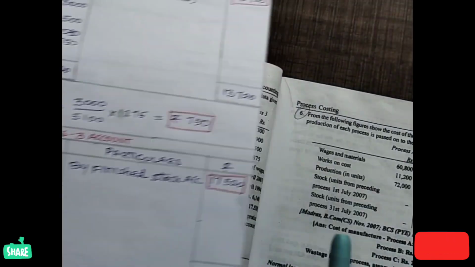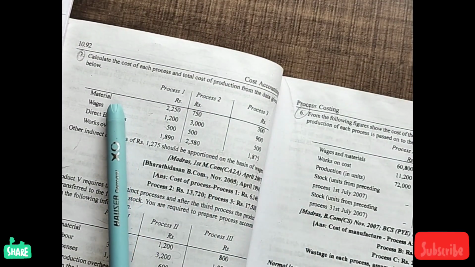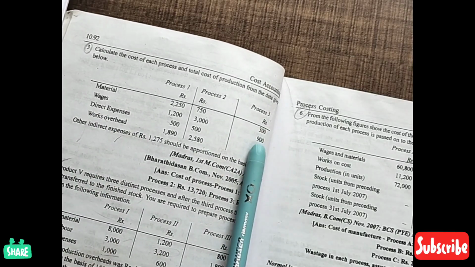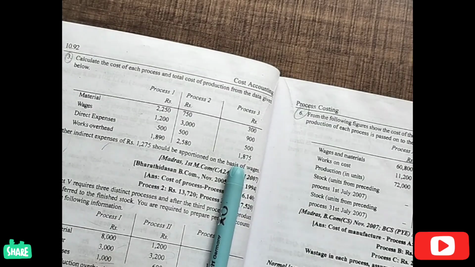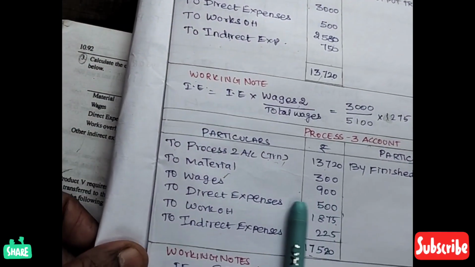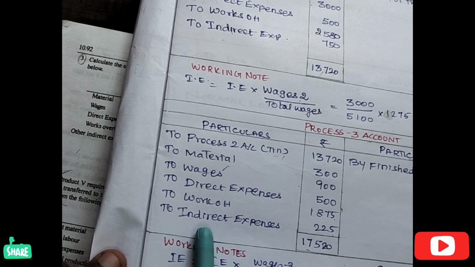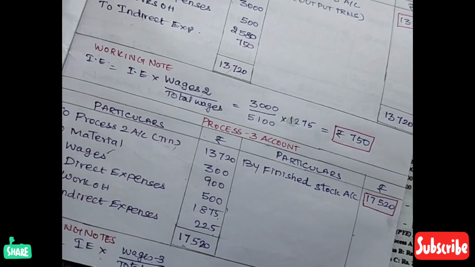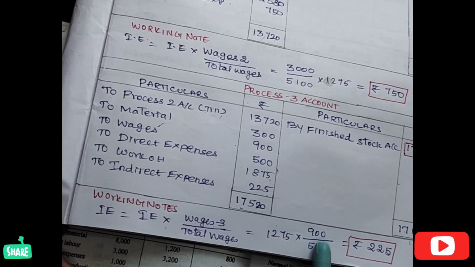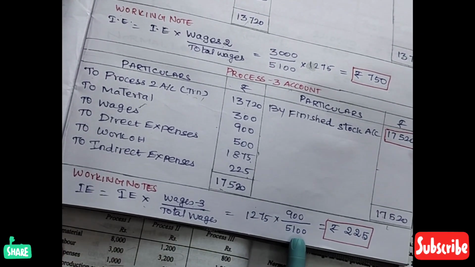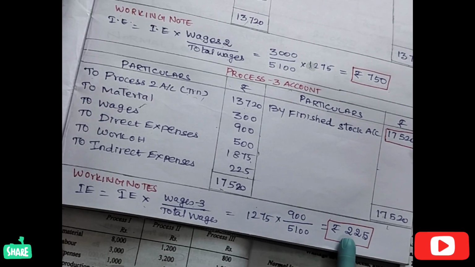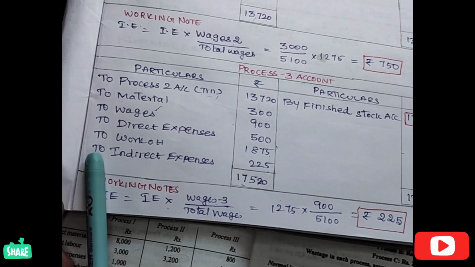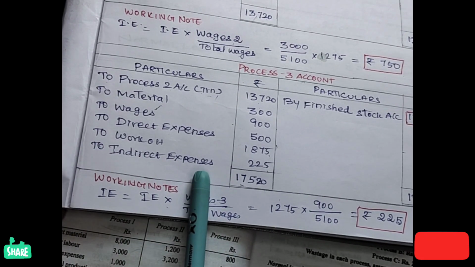Okay, after that, as per that format, you are going to enter material, wages, direct expenses, works overhead for process 3: 300, 900, 500 and 1,875, which will be entered on the debit side. After entering, we need to calculate the indirect expenses: 1,275 into process 3's wages 900 divided by total wages 5,100. After cancelling it, you will get 225 rupees. Okay, 225 rupees is called what? Indirect expenses entered on the debit side.